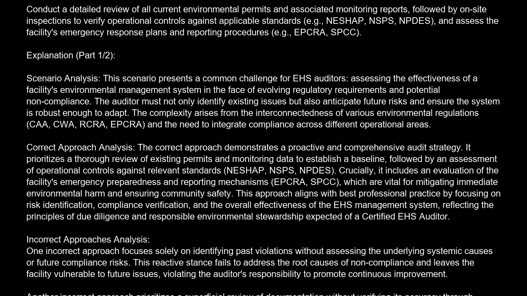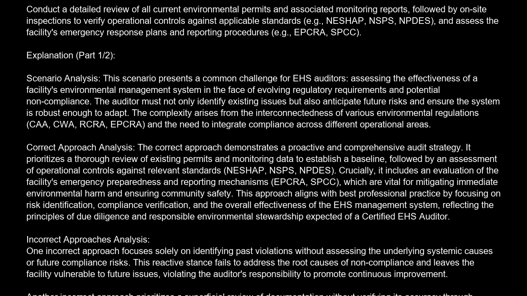This approach aligns with best professional practice by focusing on risk identification, compliance verification, and the overall effectiveness of the EHS management system, reflecting the principles of due diligence and responsible environmental stewardship expected of a certified EHS auditor.